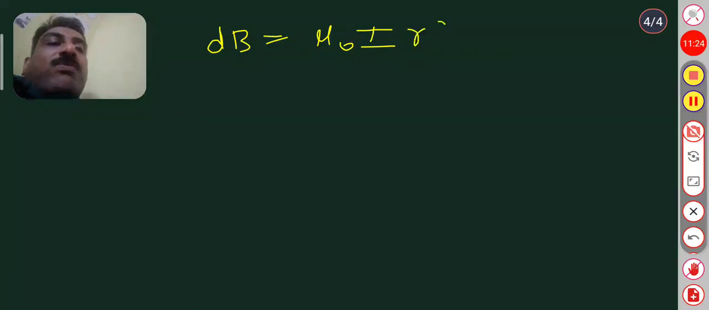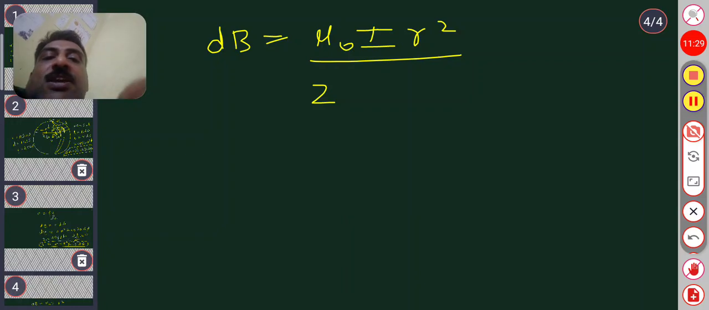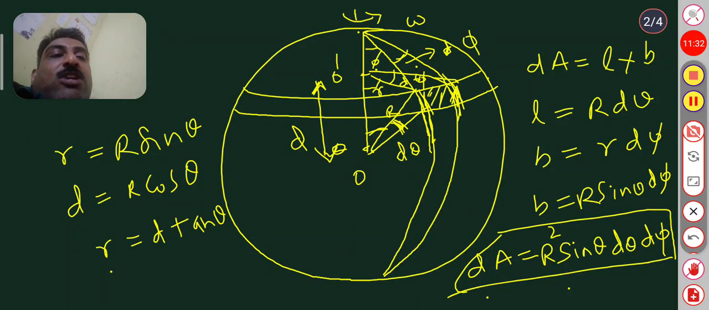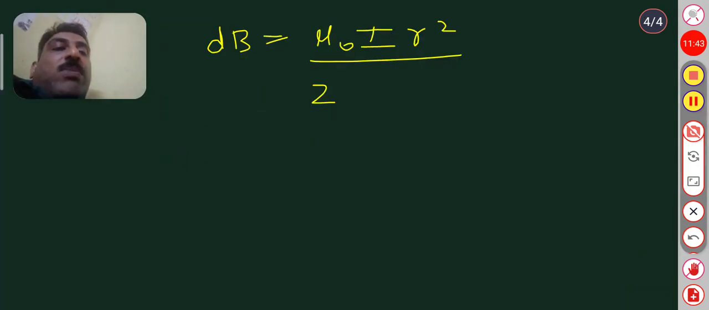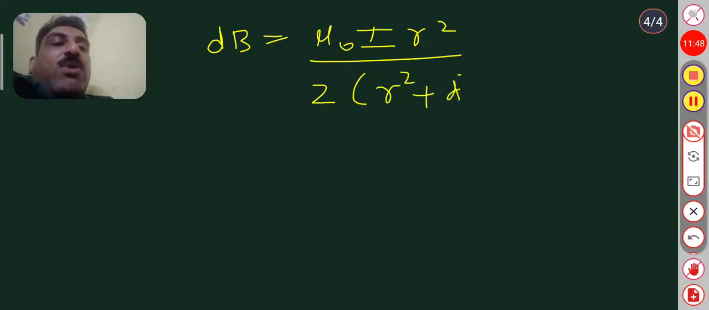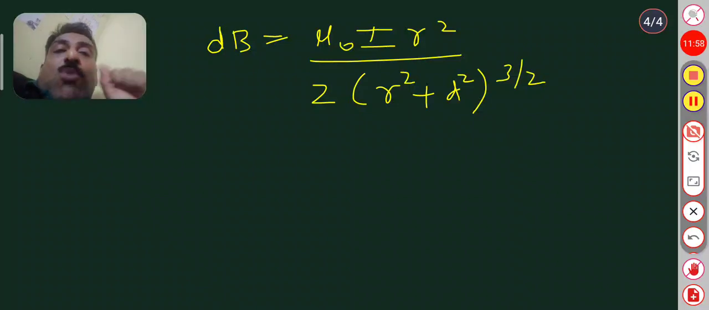The radius of the ring is small r. We are going to find the magnetic field at the center of the sphere, so the distance between the center of the ring and the center of the sphere is small d. You can calculate the field as mu naught r squared divided by 2 into (r squared plus d squared) to the power 3 by 2. This is the magnetic field produced due to the small ring, which has a radius of small r.